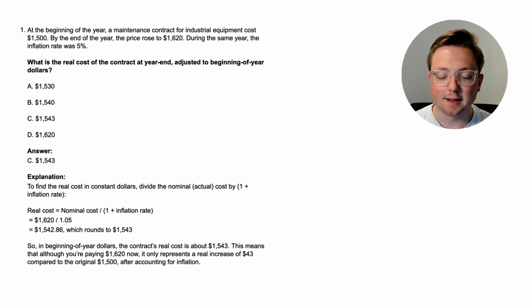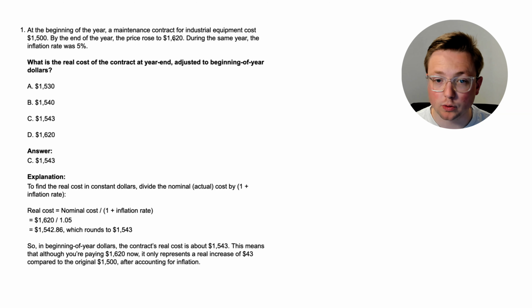All right, here we are at the answer, C, 1,543. That is the real cost. So let's go through this explanation to learn what that means. To find the real cost in constant dollars, divide the nominal, so the actual cost, by 1 plus the inflation rate. So again, to figure out the real cost, we take the nominal cost divided by 1 plus the inflation rate. So that's $1,620. That was the cost at the end of the year.